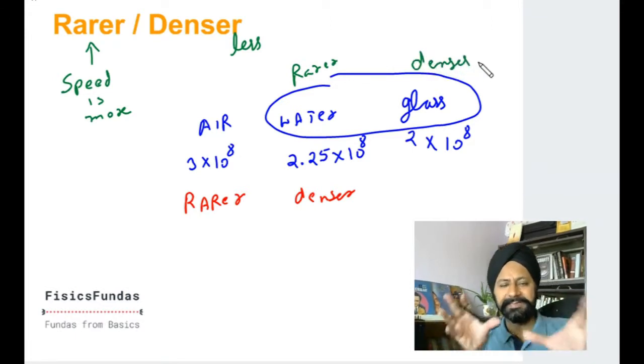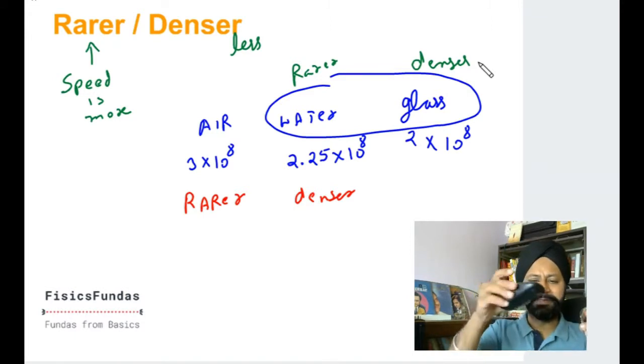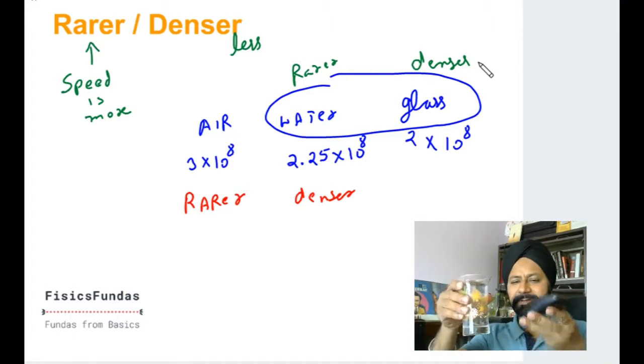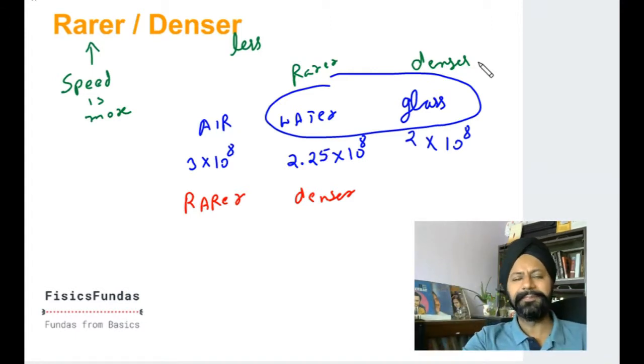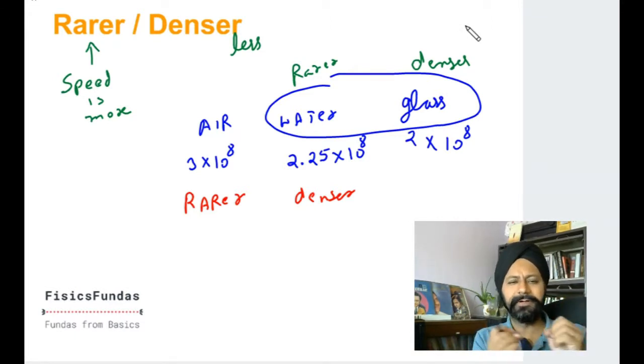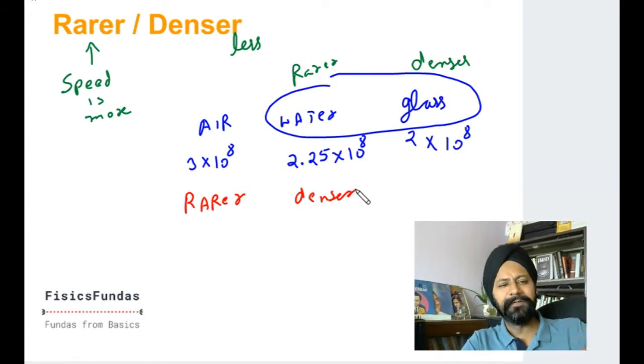So it depends on what two things you're comparing. So if I'm comparing this and this, maybe this is heavier compared to the watch, but then when I compare this with this, this becomes light. So it's all about comparing two different things, and we are talking about rarer and denser because we'll see how the light behaves when it goes from a rarer to a denser medium. So again, one last time, rarer is the one where the speed is more.